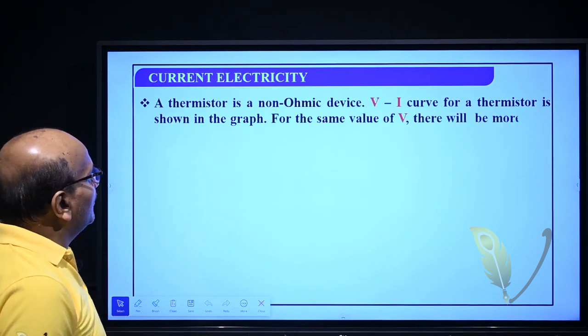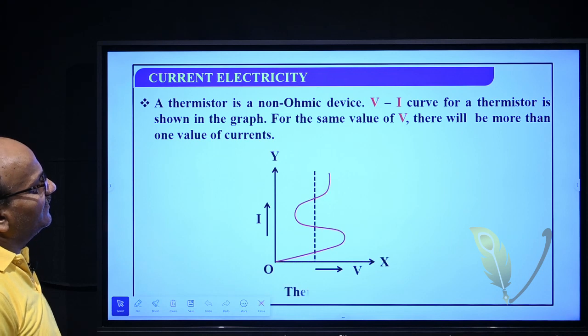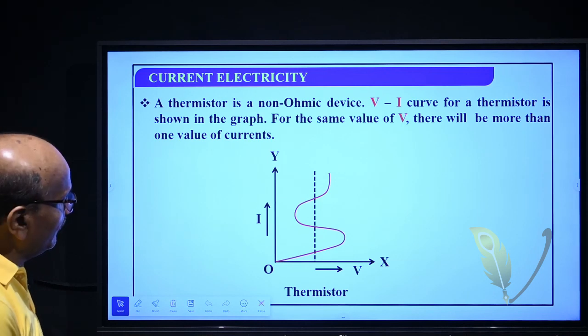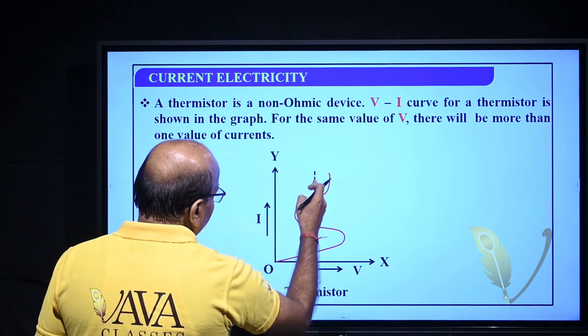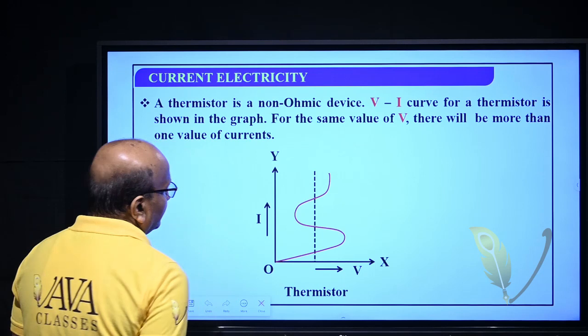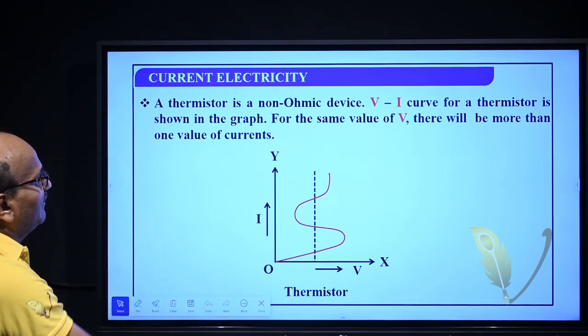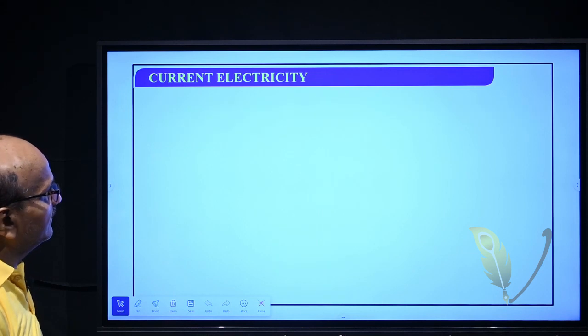So, a thermistor is a non-ohmic device in which the V-I curve for a thermistor is in this way. That means for the same voltage there will be different currents. For the same voltage, there will be more than one current.